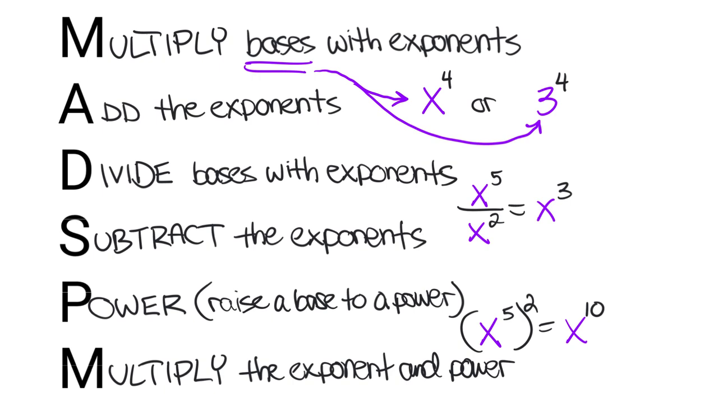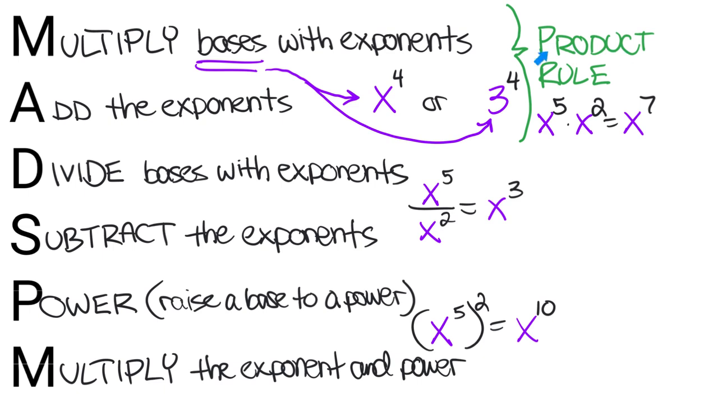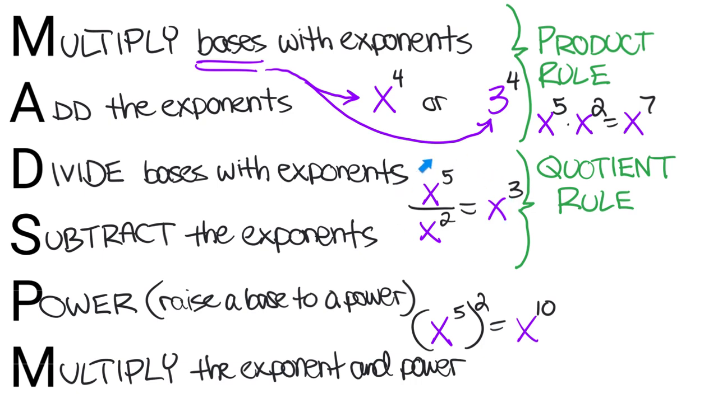This mnemonic helps us remember 3 rules. The product rule, what to do when you multiply bases with exponents. The quotient rule, what to do when you divide bases with exponents. And the power rule, what to do when you have bases with exponents raised to another exponent or power.